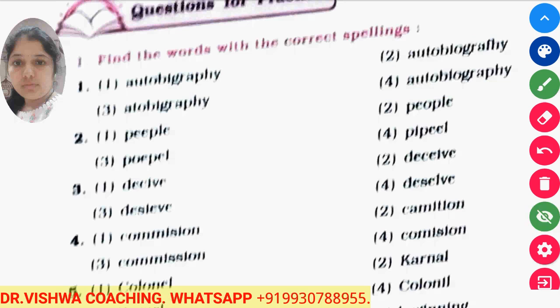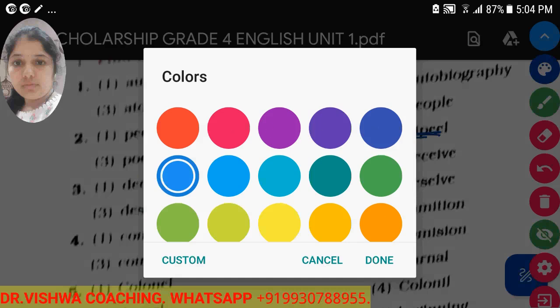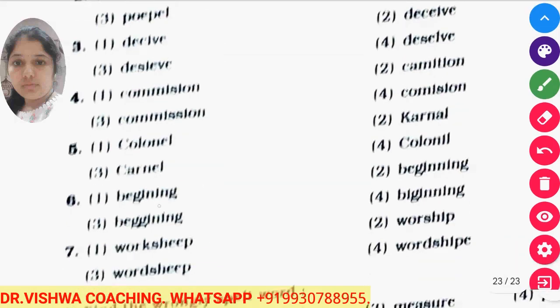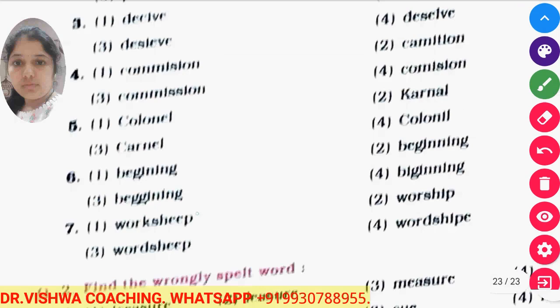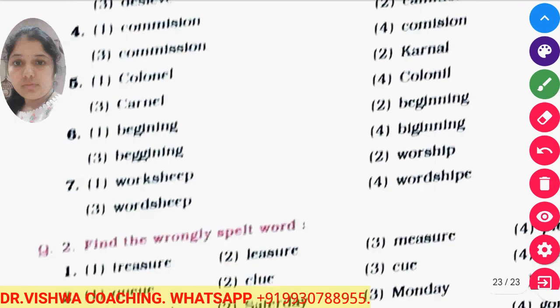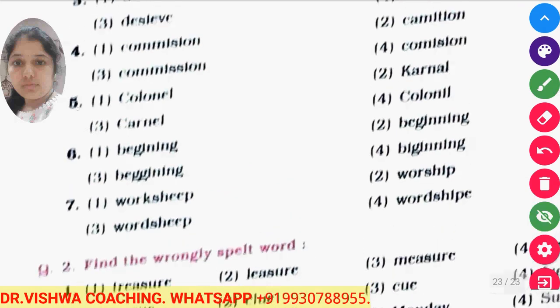Now the next word is people, and you all know the spelling of people: PEOPLE. Now identify where the correct spelling of people is given to you. So option number 2 is the correct option for the people spelling. Okay. Now the combination commission is the given word. We can identify which is the correct spelling. Then carnal is the given word, beginning is the given word. So these all are for your homework. Okay, try at home which is the correct one.